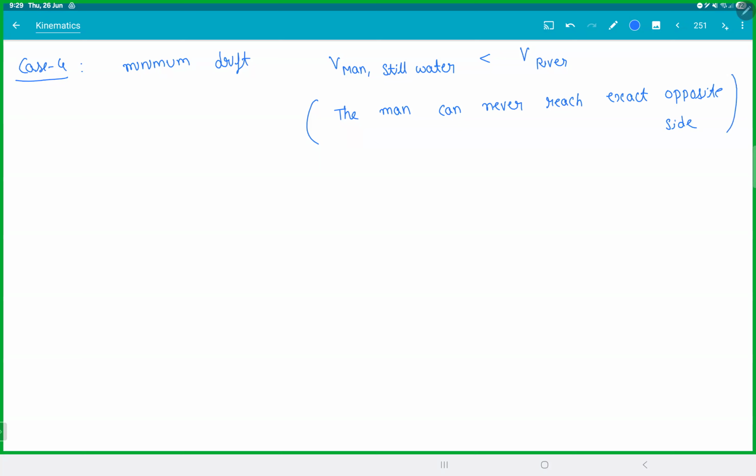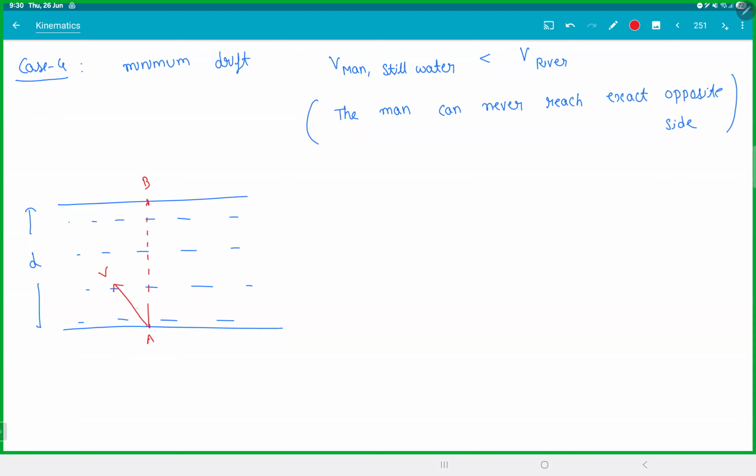Because your speed is less than the river. So the question is, fair enough, you can't reach the opposite side, then what is the closest you can get there? Let's say this is D, this is A, this is B. You can't reach B here because your speed is not strong enough to cancel the river. Let this be V, let this be theta. So if you look at the man's velocity, this is how the components will be.